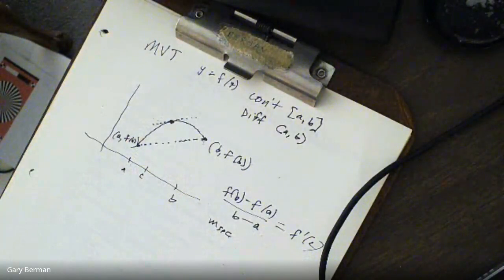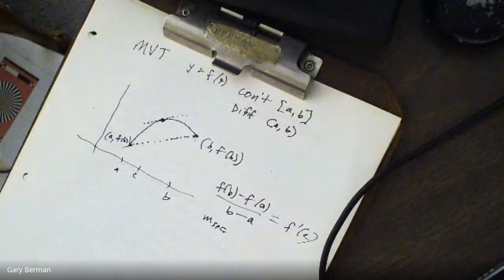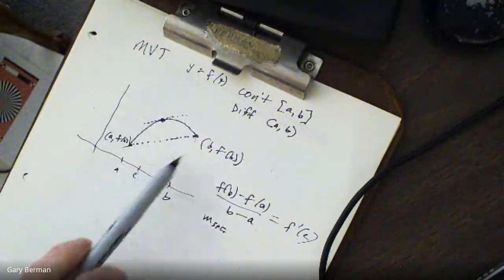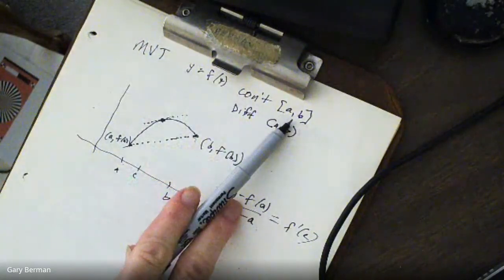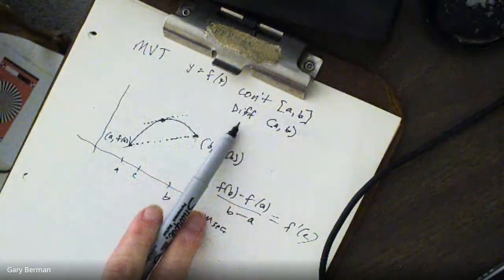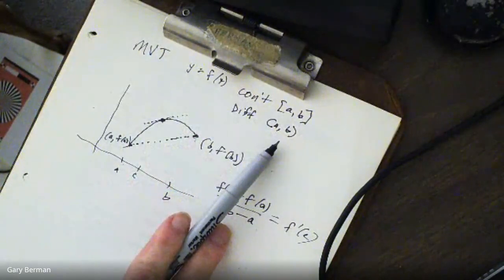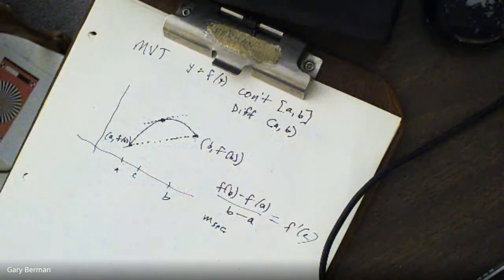Sounds reasonable. So here's the statement now, the mean value theorem. If we have a function that's continuous on the closed interval and differentiable on the open interval, okay? Then we have the following conclusion.